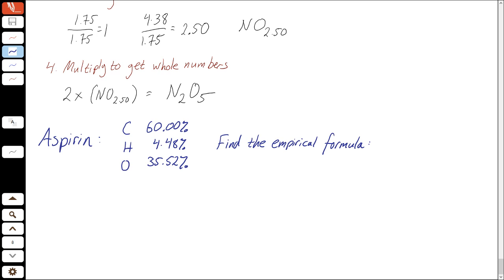The only other difference about this one from the previous one is that now we have 3 elements instead of just 2. But other than that, the technique is the same. So give it a try, follow through the steps that we just did, now with these new numbers, and see if you can find the empirical formula for aspirin.